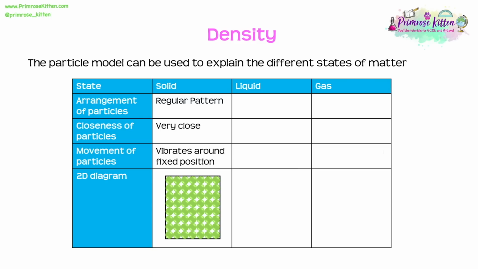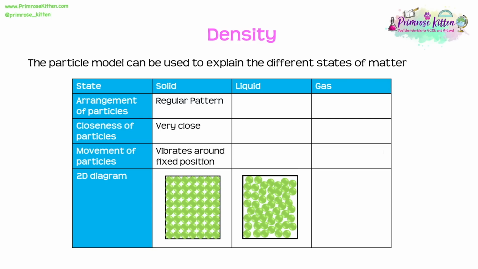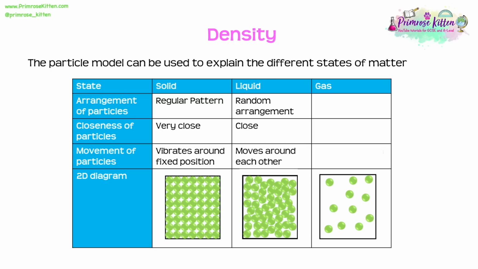Now let's look at liquids. So liquids are found in a random arrangement this time. Particles are still close together, but the particles move around each other. Now, because these particles are still close, just not very close, they are still really quite dense. However, when we compare that to a gas, where the particles are still randomly arranged, but they're far apart now, moving quickly in all directions, it's the fact that they're far apart and therefore occupy a much larger volume that means that they have really quite a low density.